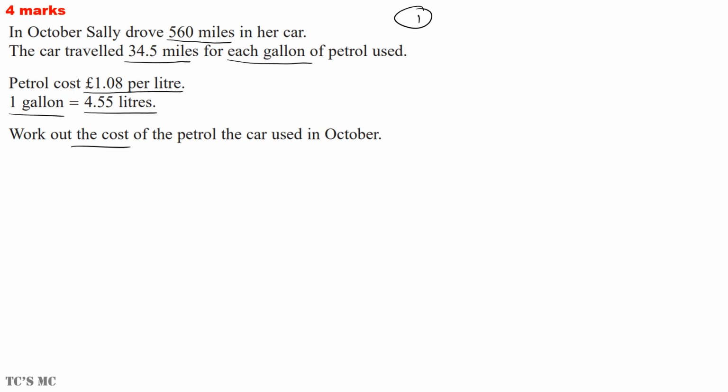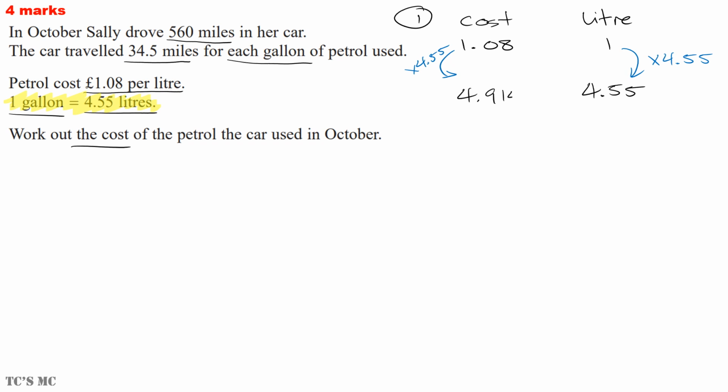Step 1. Work out the cost for every gallon. We only know the cost for every litre. We know it's £1.08 for 1 litre. We also know that 1 gallon is equal to 4.55 litres. If I go from 1 down to 4.55, I need to multiply by 4.55. Do the same on the other side. That gets us 4.914. We now have 1 mark.